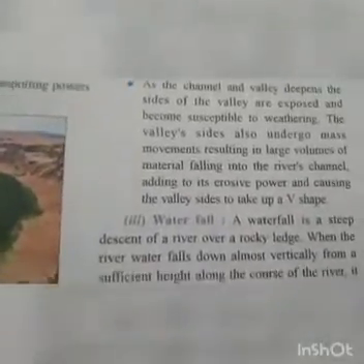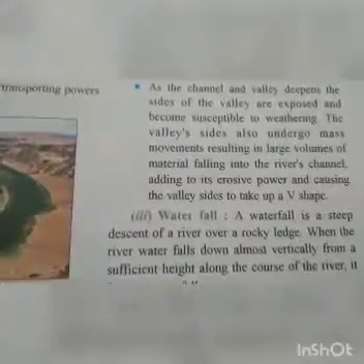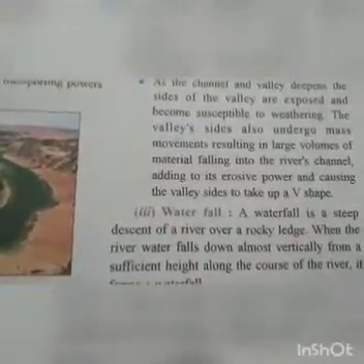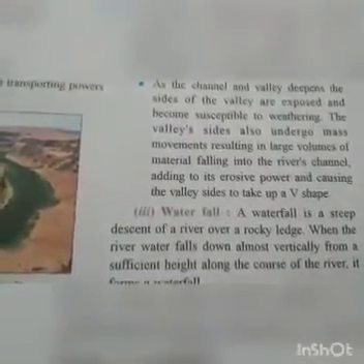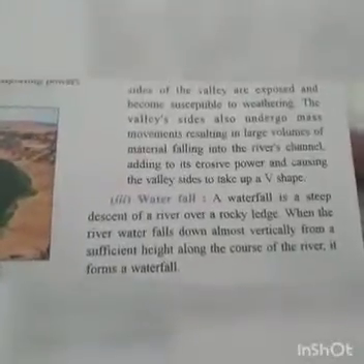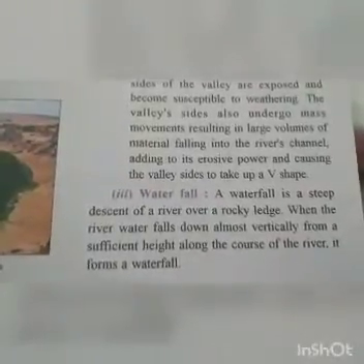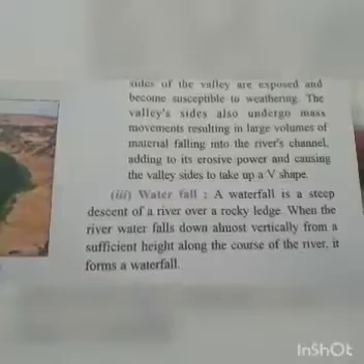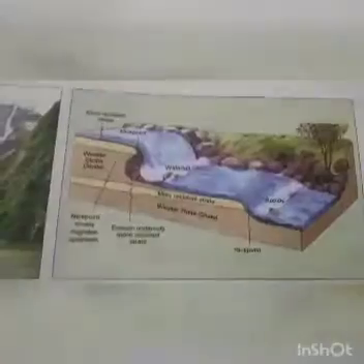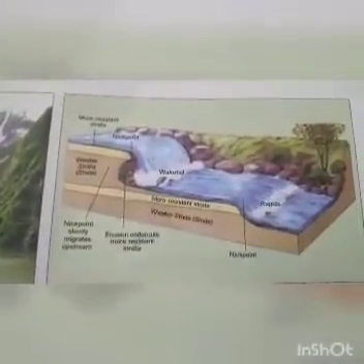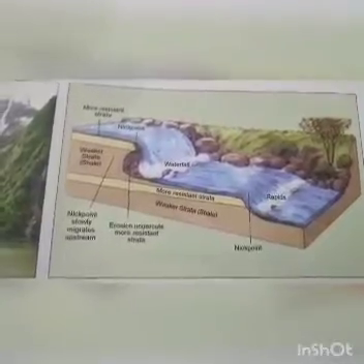Now next is waterfall. A waterfall is a steep descent of river over a rocky ledge. When the river water falls down almost vertically from a sufficient height along the course of the river, it forms a waterfall. Okay, now just see the picture showing waterfall there.